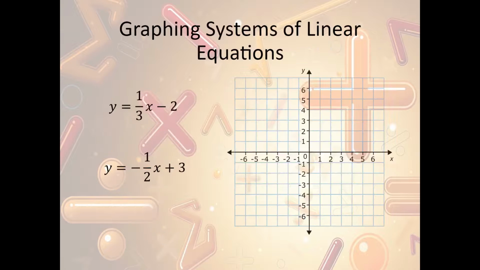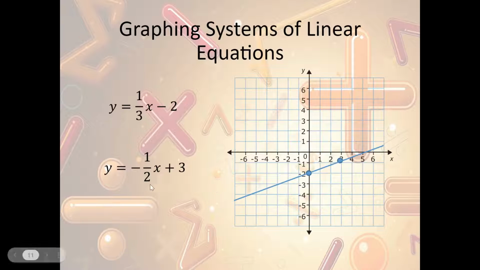Now let's take a look at how we can graph systems of linear equations. So all this really means is we're going to graph both of these lines at the same time. On the first one, we'll go ahead and graph this. So we're going to plot our y-intercept, which is negative 2. So we're going to go down 2 and plot our point. And the slope is 1/3. So we're going to go up 1, to the right 3, plot our point, and connect the dots. Just like we did earlier, that's the same thing we're going to do now.